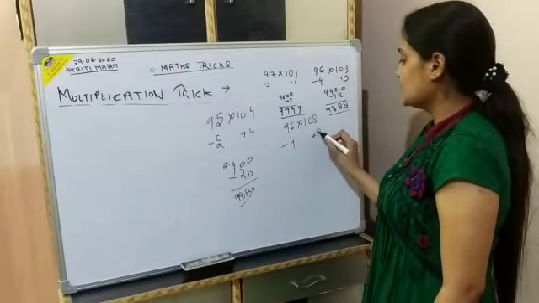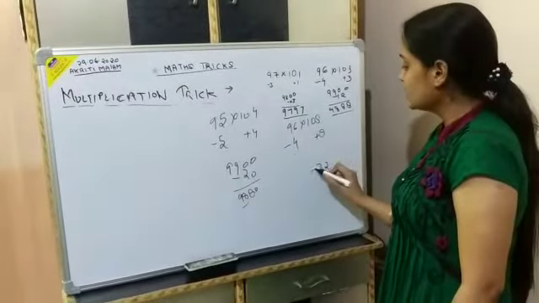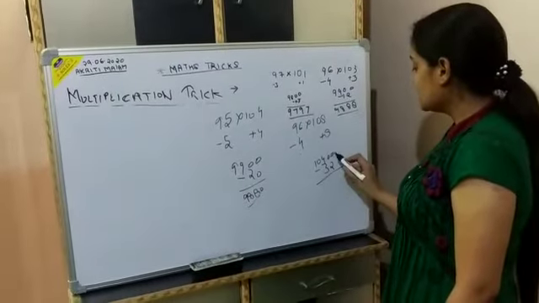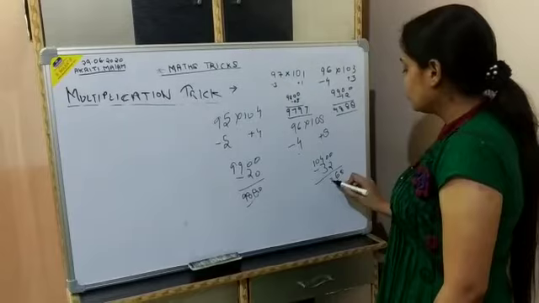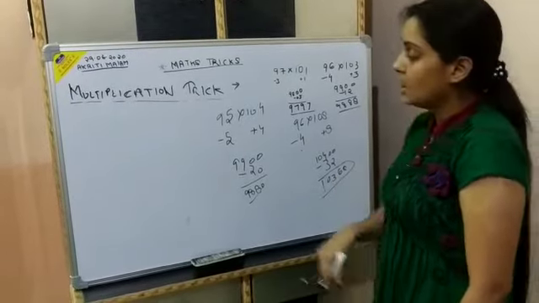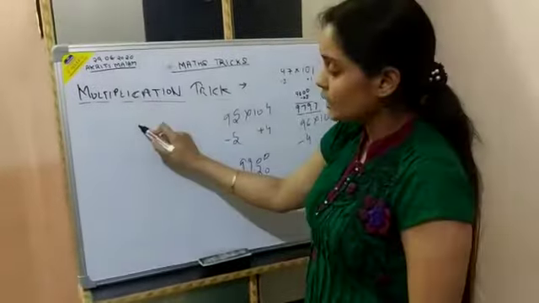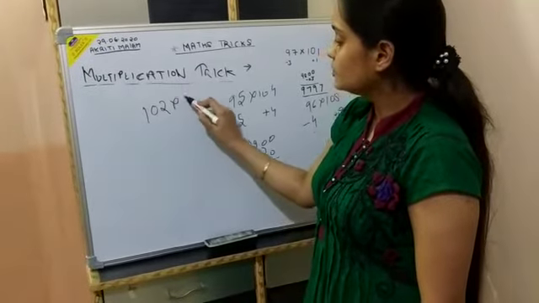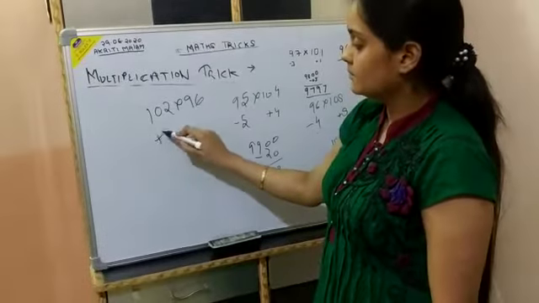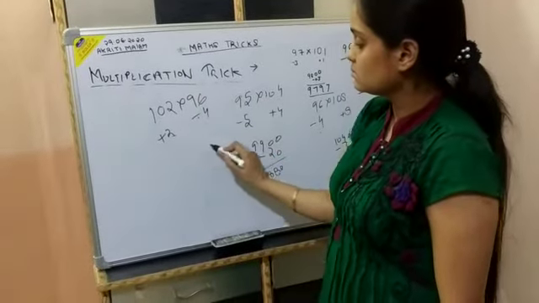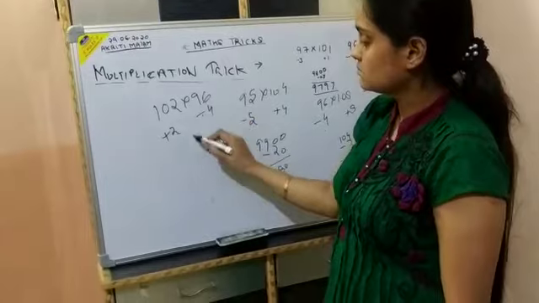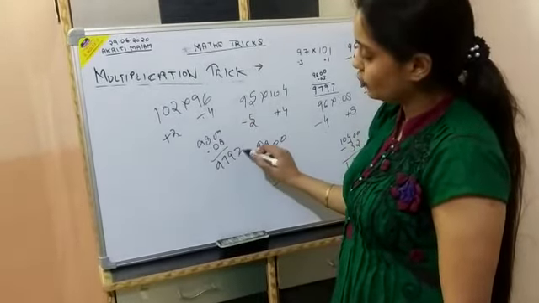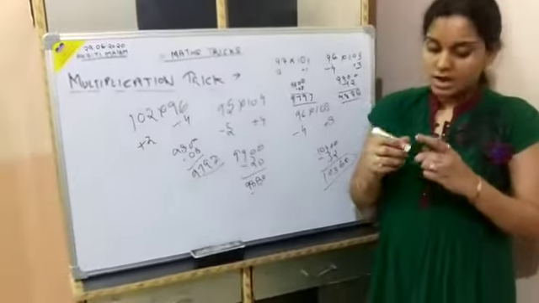The other example is 96 into 108. This is minus 4, this is plus 8. 8 into 4 is 32. 108 minus 4 is 104. 00 we'll write. I'm giving you a question to solve on your own: 102 into 96. The answer is 9790. Hope you have got the same answer.